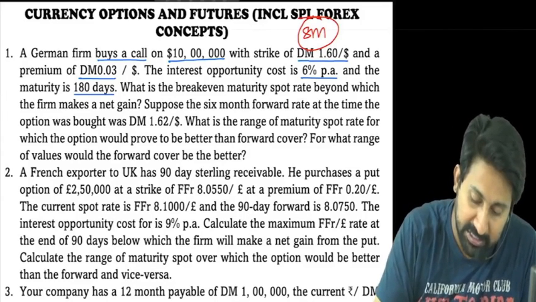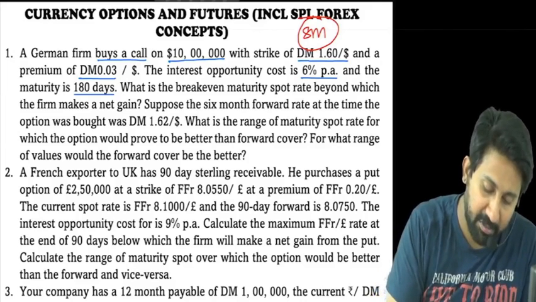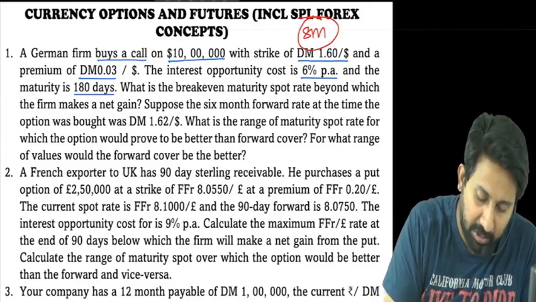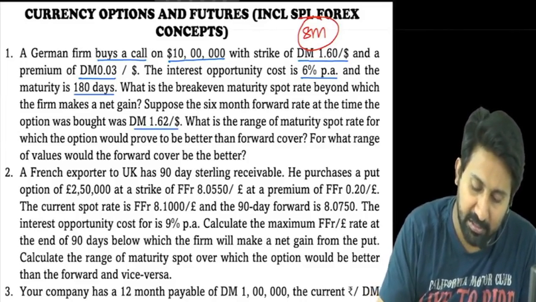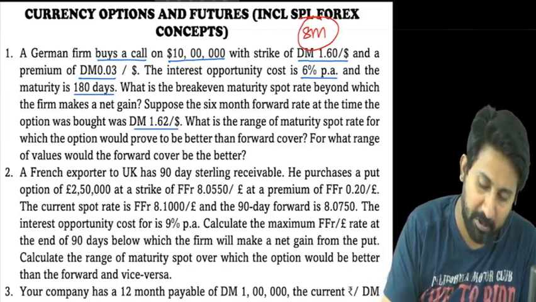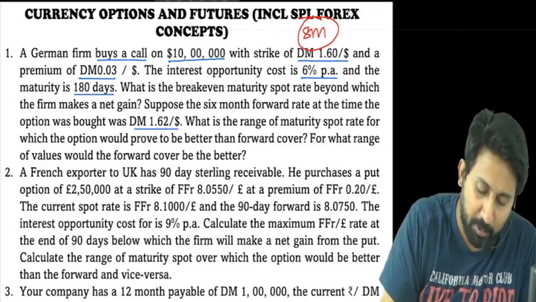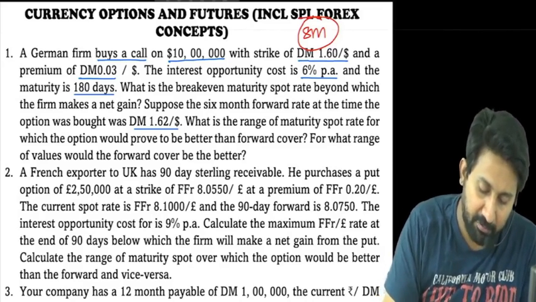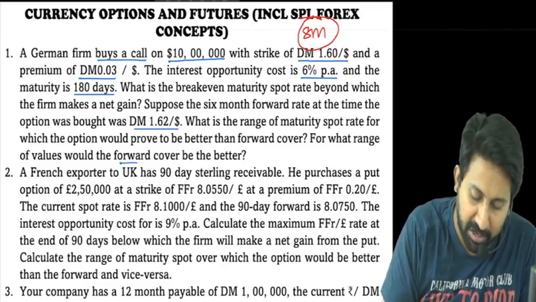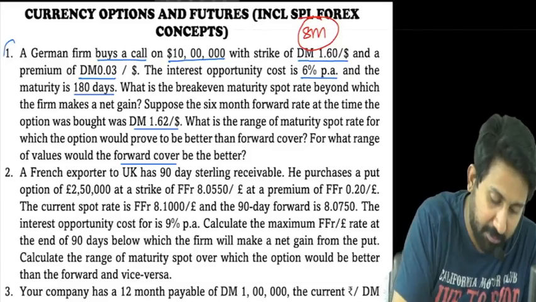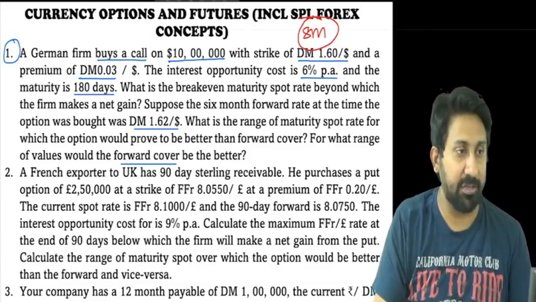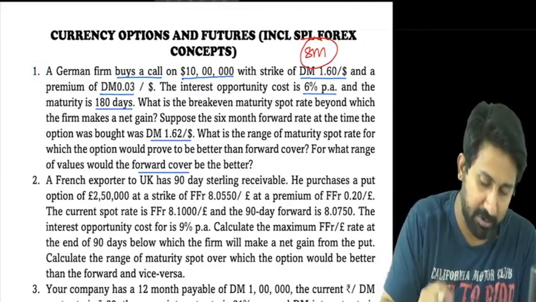Suppose the 6 months forward rate at the time the option was bought is $1 equal to DM 1.62. What is the range of maturity spot rate for which the option would prove to be better than forward? For what range of values could forward cover be better? This is the question. First, read the question properly before we go with the solution.